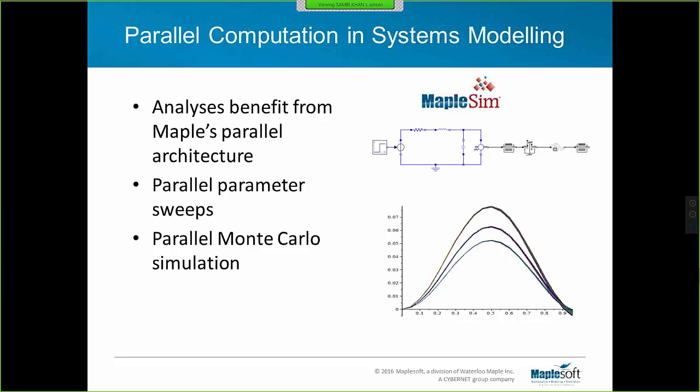These simulations can be complex and can take a long time to simulate or run. Often you need to repeat these simulations over and over again over many iterations of design parameters, and this can be very, very time consuming. MapleSim uses the parallel technology that we've built into Maple. This means you can now perform parameter sweeps and Monte Carlo analyses in parallel.